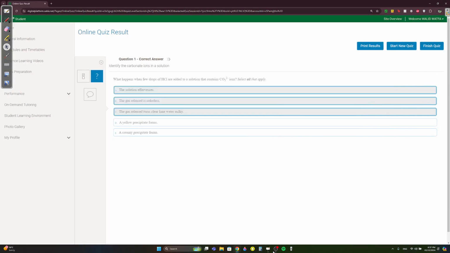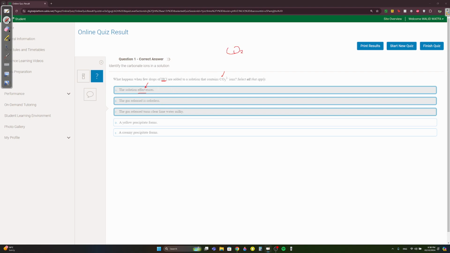Okay. This is term 1 week 6 chemistry. Very, very similar to the periodic table. We're gonna fly through it. What happens when you add an acid, HCl, to carbonate? We effervesce because we get a gas, right? Effervesce means gas is produced, right?